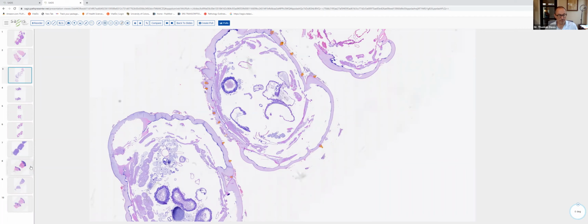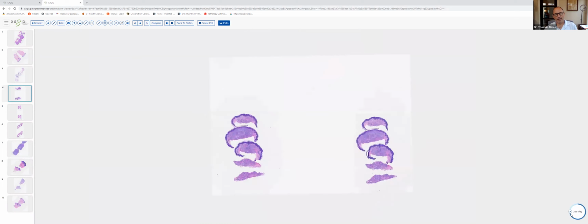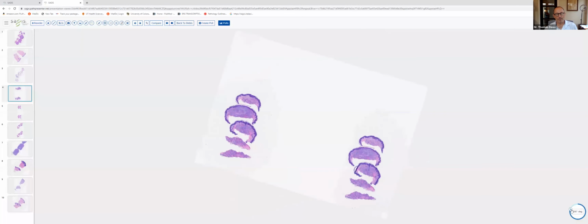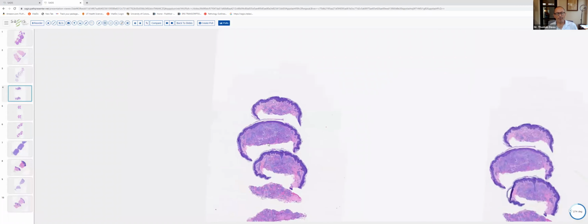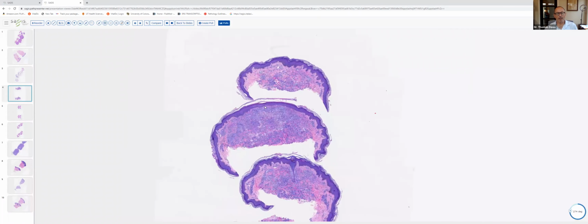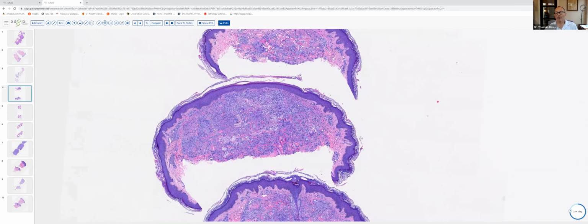Moving on to slide number 4. Slide number 4, we have a shave biopsy. This has been bread loafed. And as we move to higher power, we can see that we've got a heavy infiltrate in the dermis. This is a kind of a dense, diffuse infiltrate filling the dermis. We've got a basket weave cornified layer and an epidermis of normal thickness. So our diagnosis here is going to be predicated on identifying the cells comprising the infiltrate.